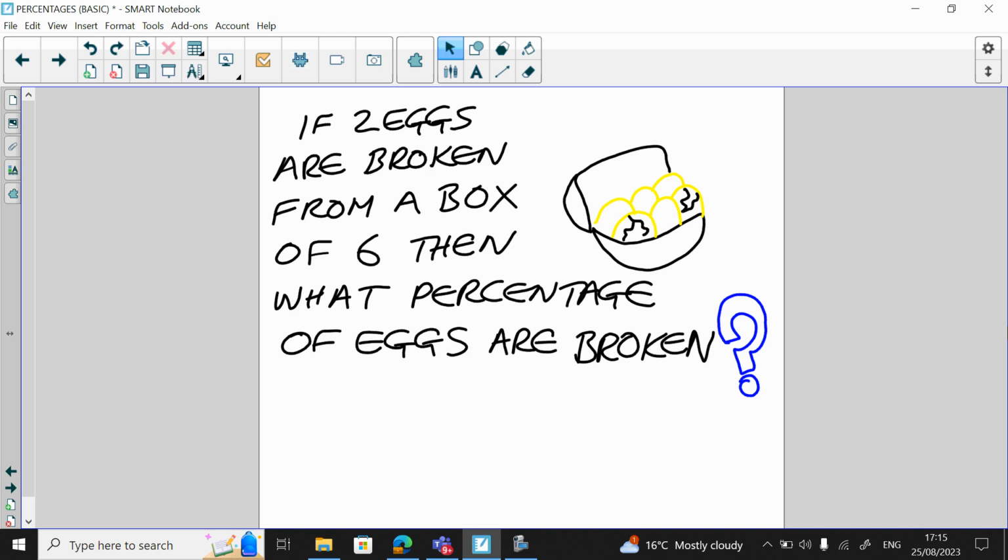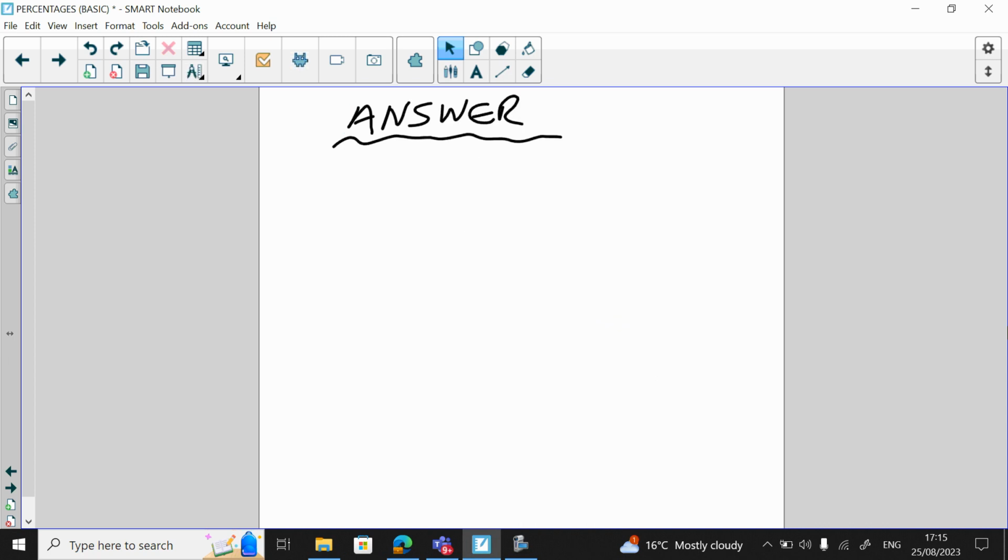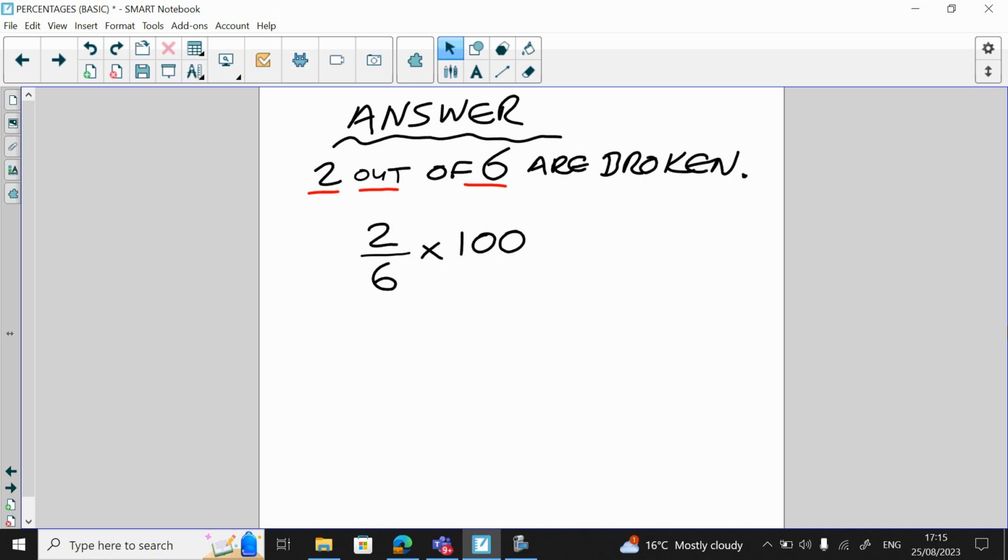Right, so what's relevant here? Well, the 2 from 6. And what percentage are broken? So the 6 is the total, that's going to be the bottom part of the fraction, and the 2 is going to be on the top. So for our solution, 2 of the 6 are broken, so 2 over 6 times 100, so 2 divided by 6 times 100, and your calculator's going to come up with a variety of answers.